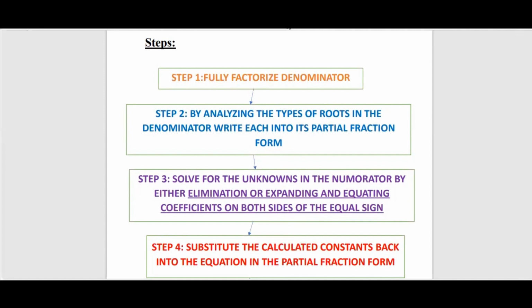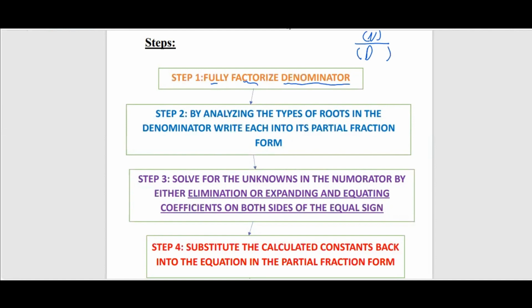So the steps when you're trying to do a partial fractions question: the first thing you need to pay attention to, and this applies to all partial fractions questions, is the denominator. The denominator is whatever is at the bottom of the fraction, and the numerator is whatever is on top. The denominator is where the action happens for partial fractions, so the denominator must be fully factorized. If you forget how to factorize, make sure you go back and learn how to factorize, but always keep that in mind.